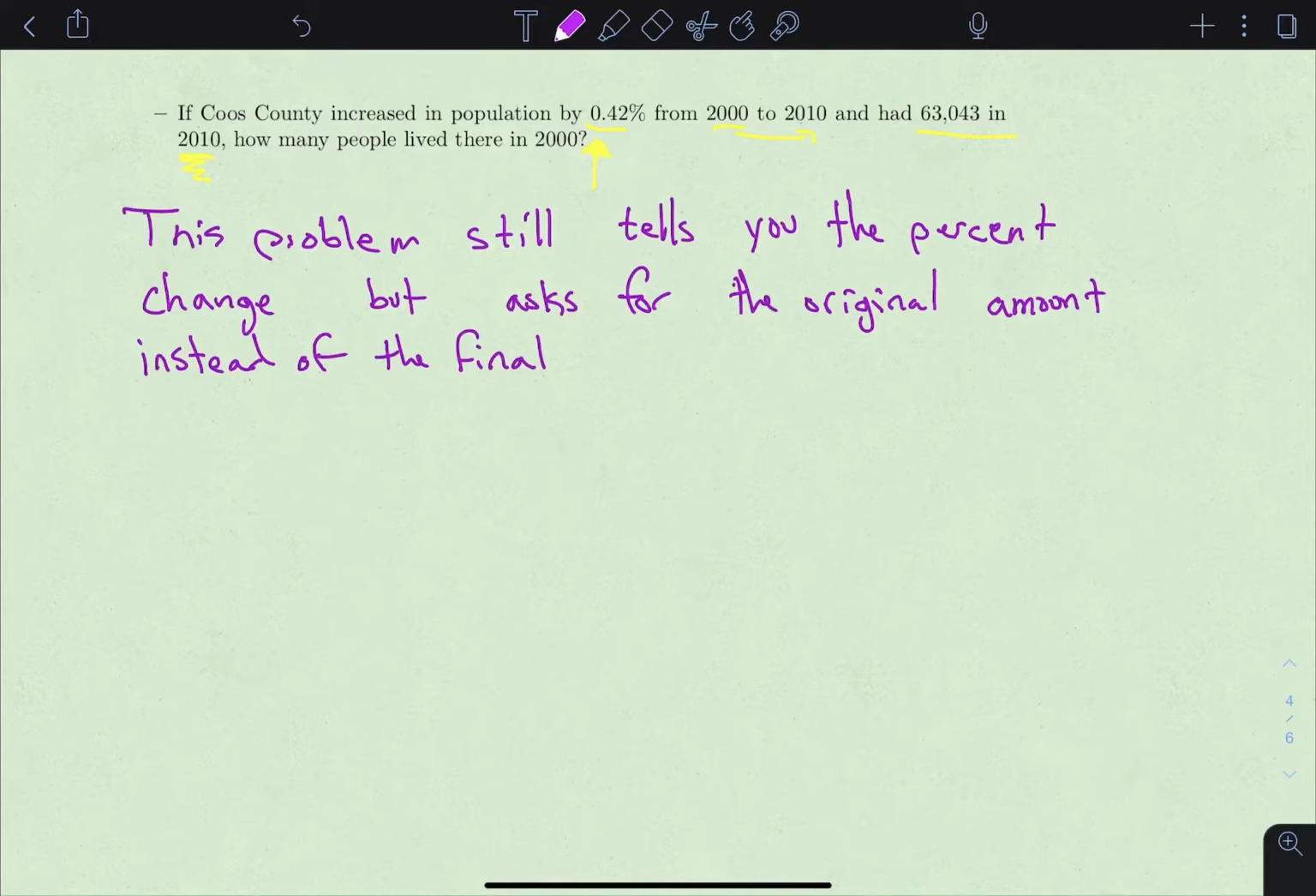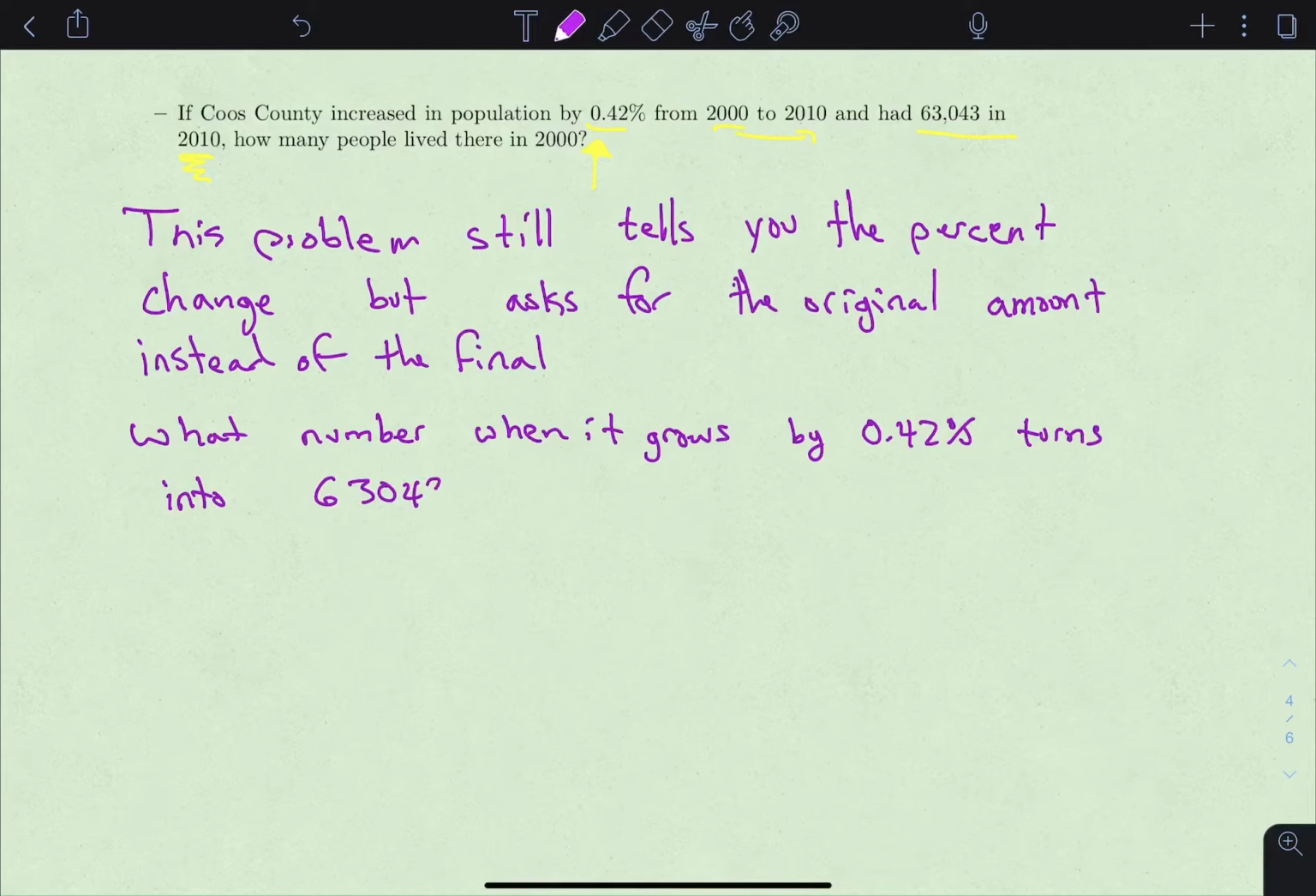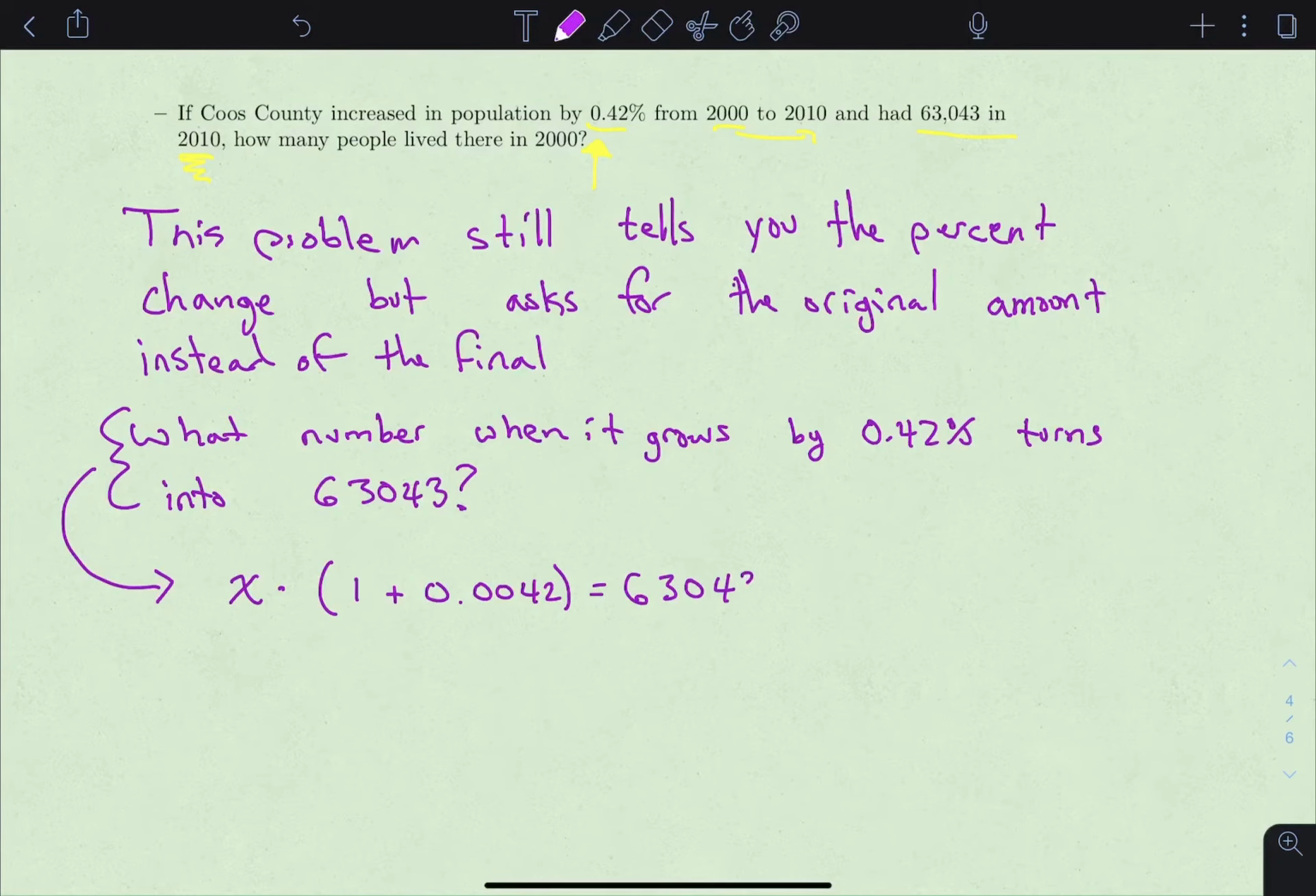All right, so to think about this problem, though, maybe ask yourself, what number, when it grows by 0.42%, turns into 63,043? That kind of question translates into an equation where you say, if x is that number that we want to know about, it's like x times 1, and we'll write as we did in the previous problem, 0.42 equals 63,043.